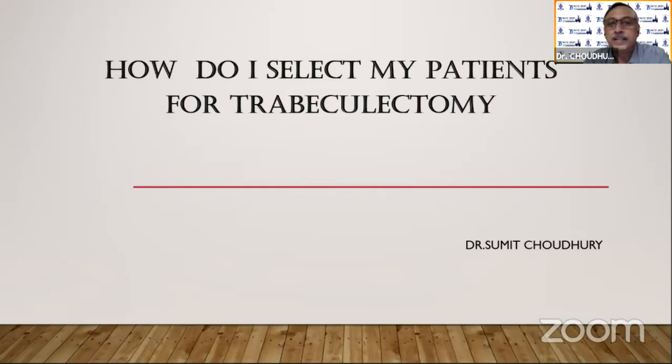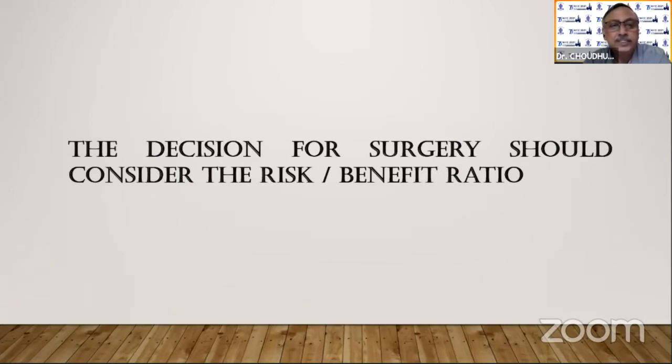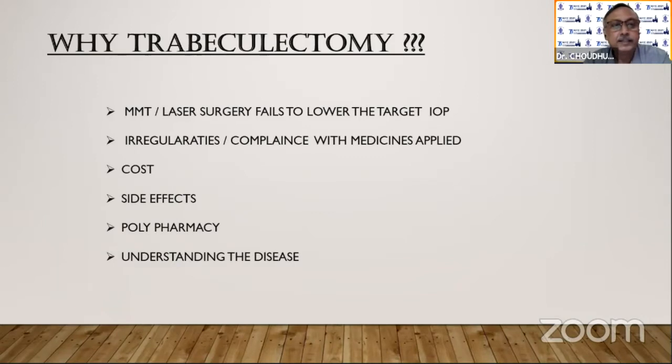The topic I was given today is how do I select my patients for trabeculectomy? This is a very tricky one in this area. But the first thing I want to say is that the decision for surgery should consider the risk and the benefit ratio, because of the risk the patient has to take and the doctor has to take, and the benefit the patient is to gain from the trabeculectomy. These are the two, and you have to decide which one is better for the patient. So why trabeculectomy? Because maximum medical therapy or laser surgery fails to lower the target IOP. If it fails, we can go for the next stage, which is the surgery, and that's the trabeculectomy. That's still the gold standard.